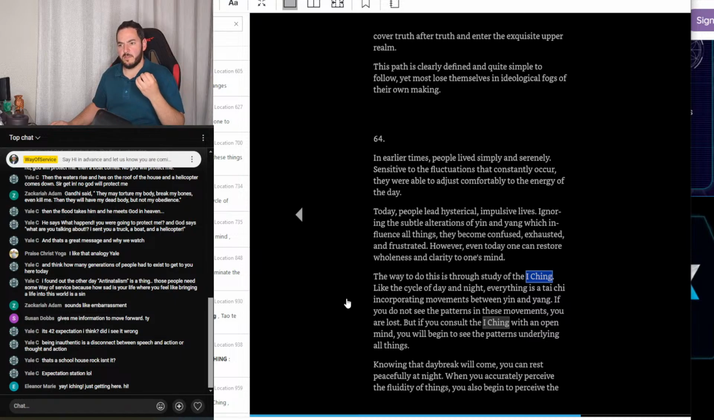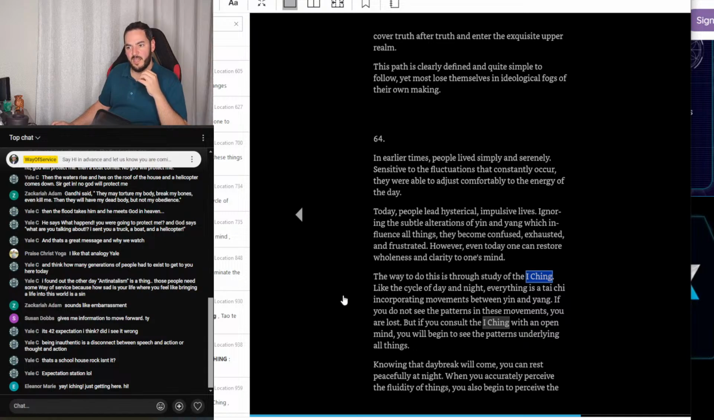Yeah, here, this is a great quote. Exactly. This is what I'm saying. So today, people lead hysterical, impulsive lives, ignoring the subtle alterations of yin and yang which influence all things. They become confused, exhausted, and frustrated. However, even today, one can restore wholeness and clarity to one's mind. The way to do this is through the study of the I Ching.